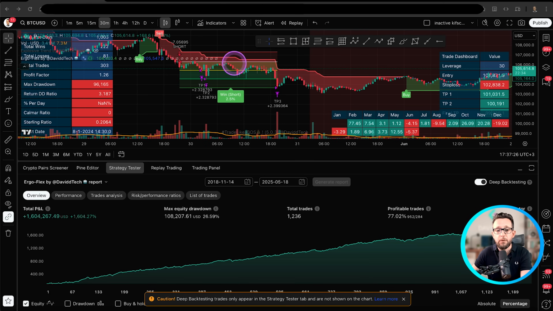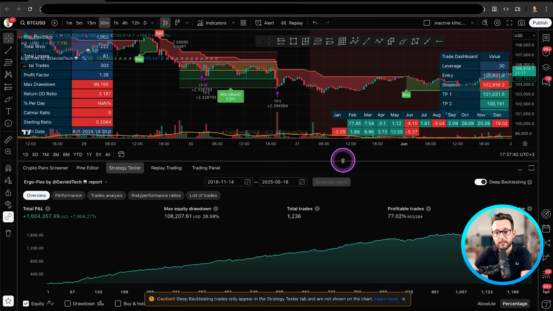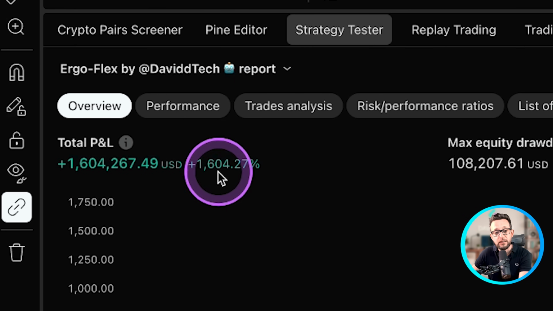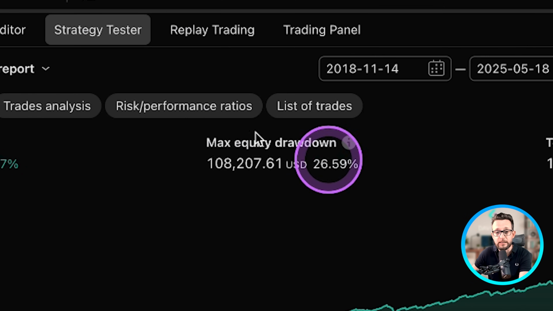Right, okay, so now we've actually gone through all of the actual strategies. I've already been through the backtesting results, but I will go through some of the other results on deep backtesting. So without further ado, let's get over to the backtesting results. As I said earlier, this trading strategy has 1,604% net profit, a max drawdown of 26.